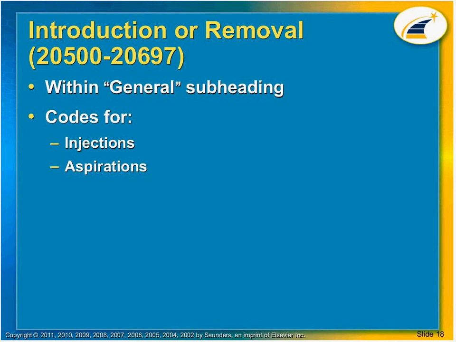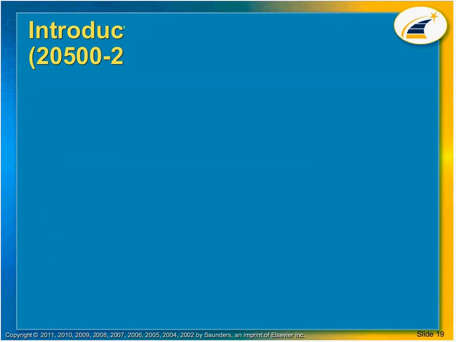The introduction or removal category includes codes for a wide variety of injections, aspirations, insertions, applications, removals, and adjustments. And so these codes are found in the musculoskeletal section of the CPT manual.